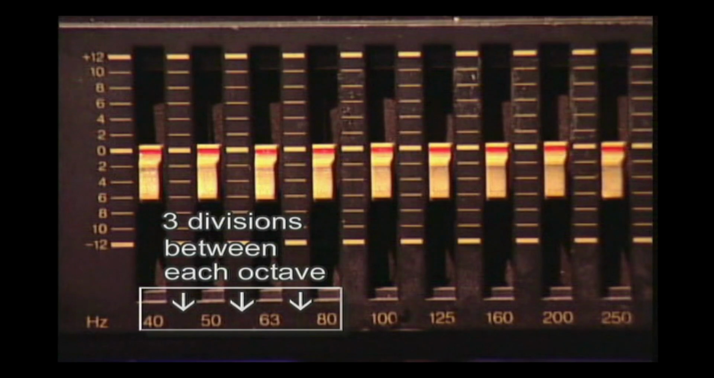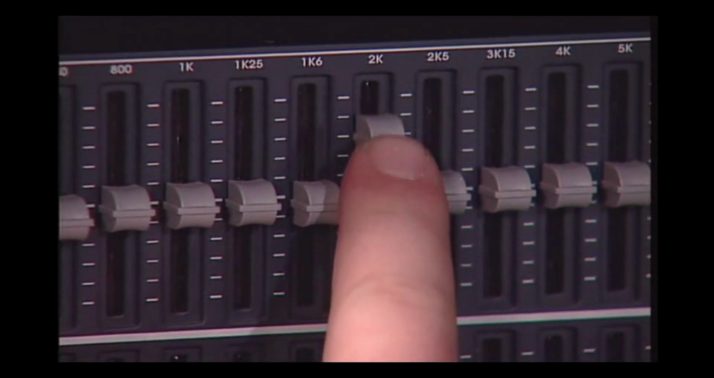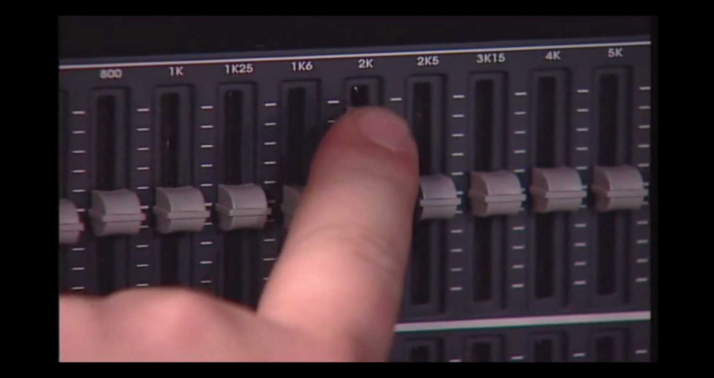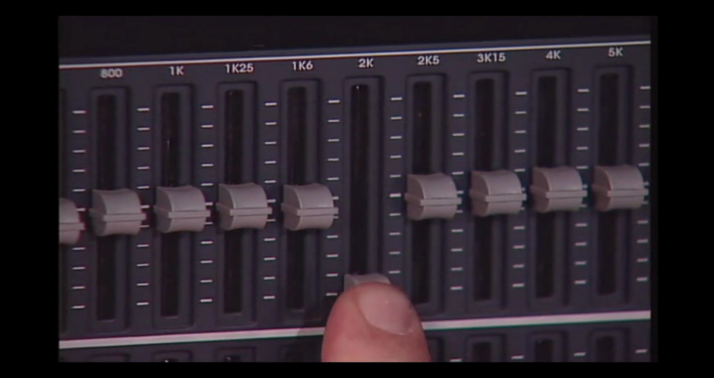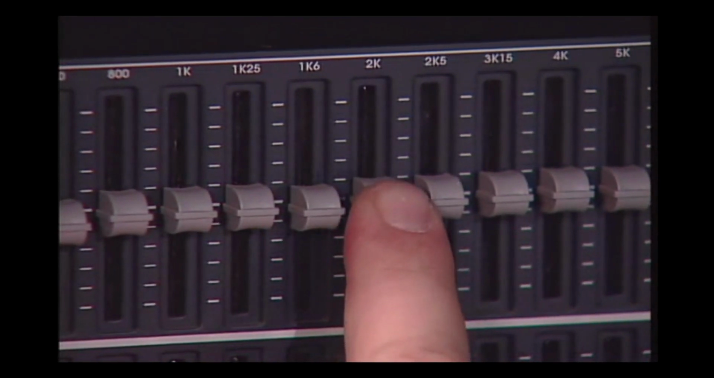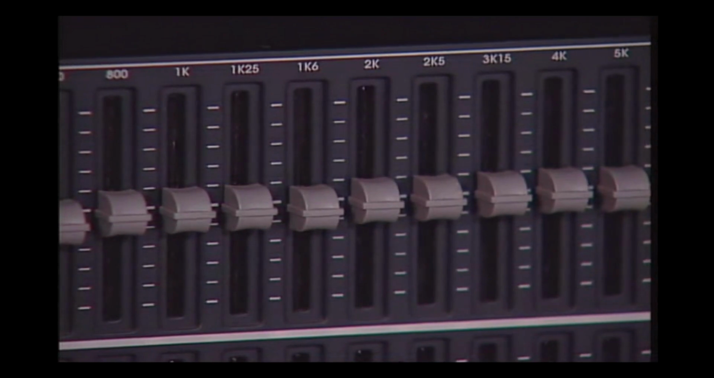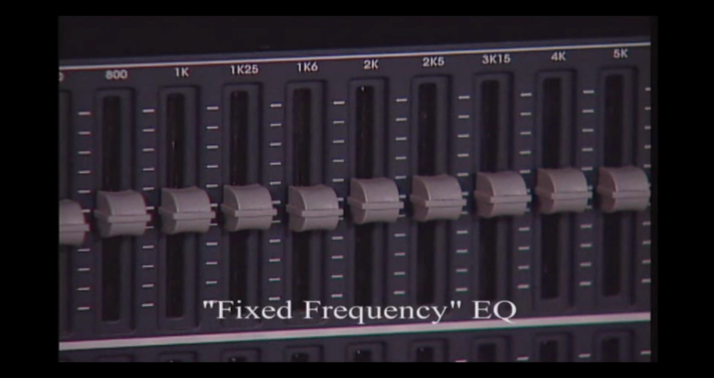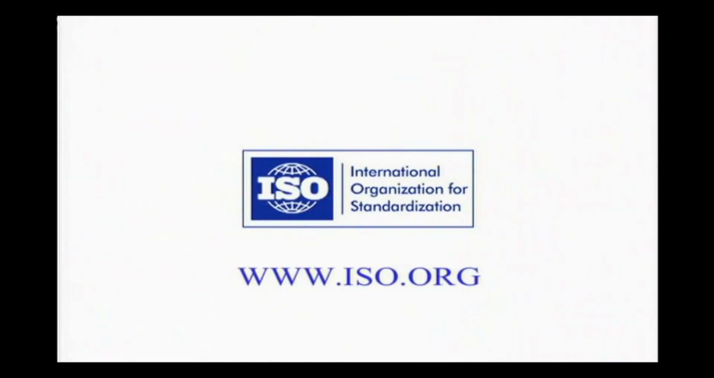So what do equalizers do exactly? Generally speaking, equalizers allow the user to cut or boost frequencies or ranges of frequencies in specific areas of the audio spectrum. This graphic equalizer is called a fixed frequency EQ because you're cutting or boosting frequencies at preset areas of the spectrum. For multiband EQs of 10 bands or more, these center frequencies have been established and standardized worldwide by the International Standards Organization.